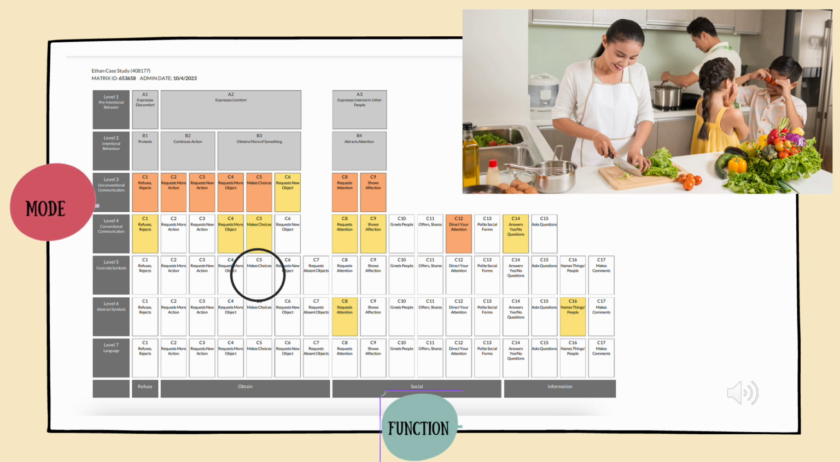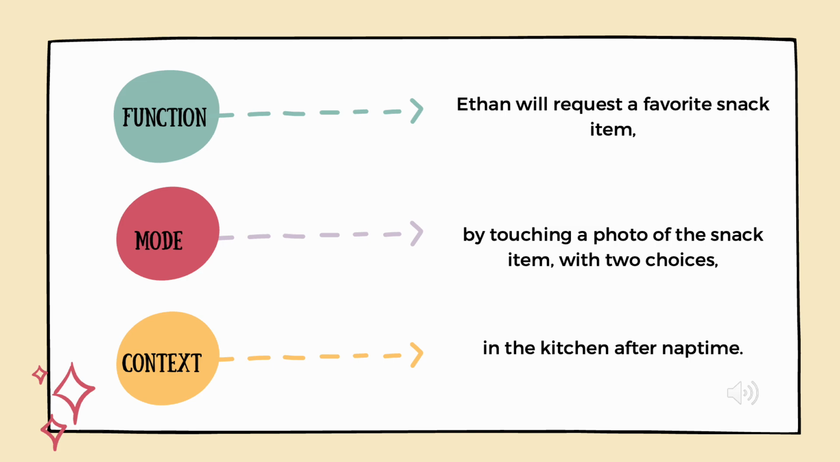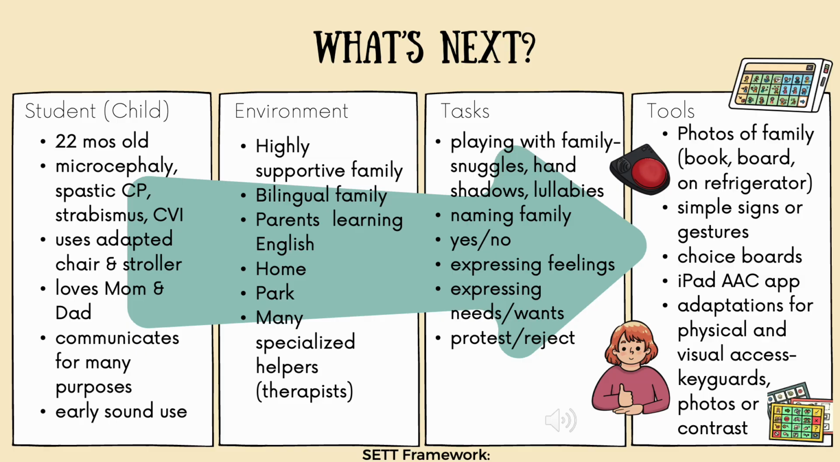Now on this particular matrix, you can see that currently they're communicating in a conventional gestural manner, but they're not really using any kind of symbolic communication to make a choice. So we may do some things like give them some photos to choose from or some picture symbols where they could request the items that they want or the activity that they might want to communicate. So in this example, the function would be that Ethan will request a favorite snack item. The mode, or how, the form, how he's communicating, is going to be by touching a photo of the snack item given 2 choices. And the context of this is in the kitchen after nap time.